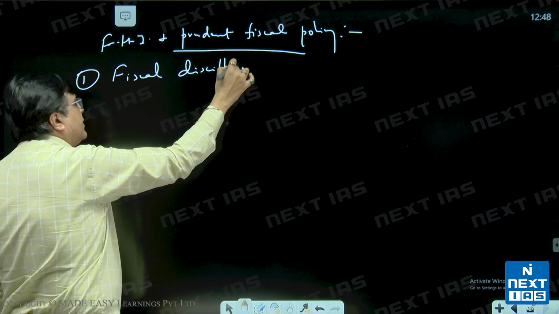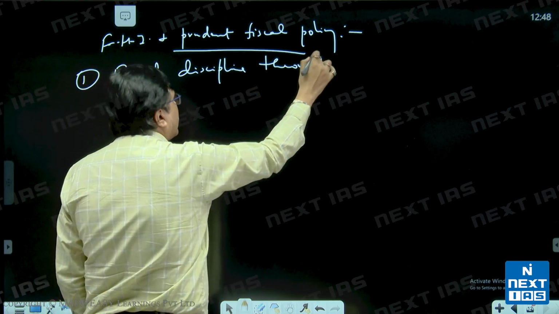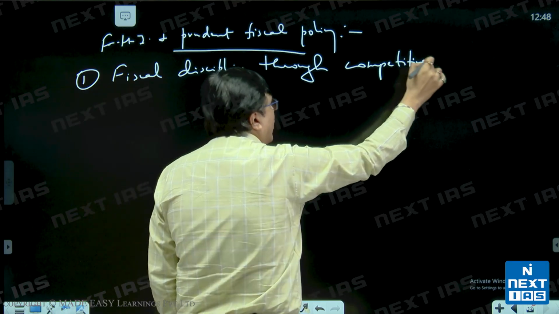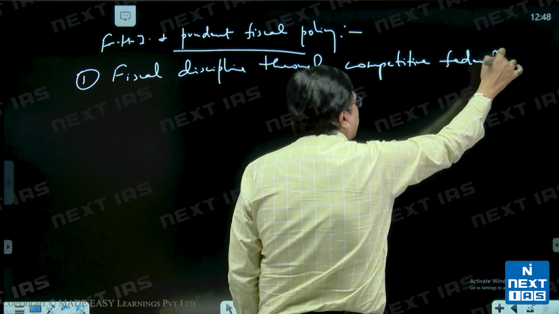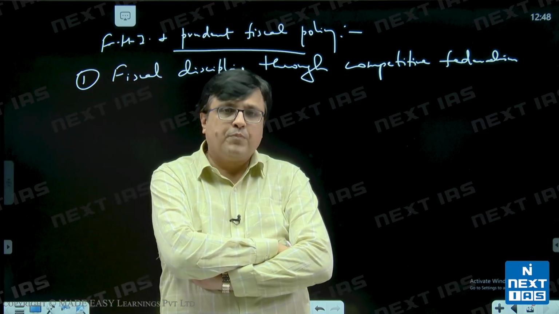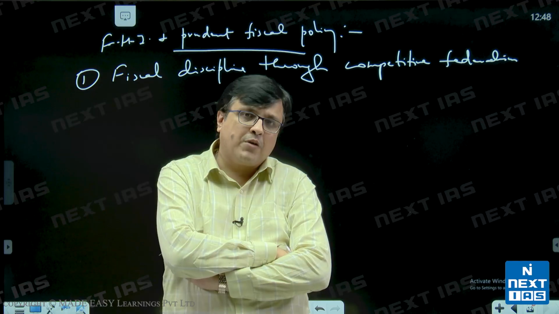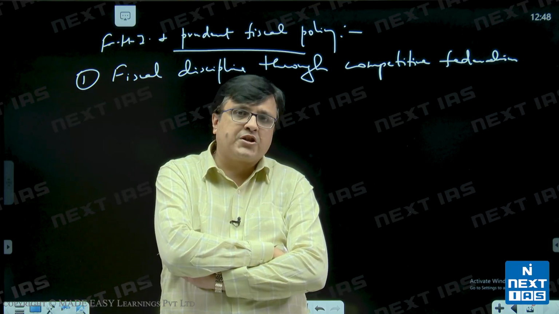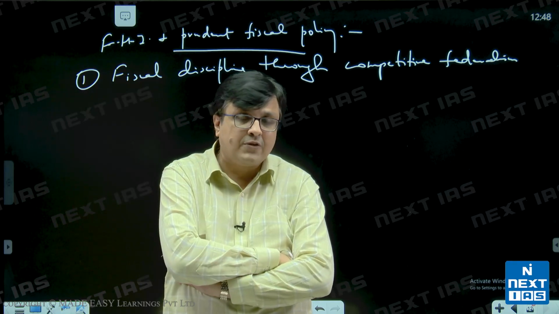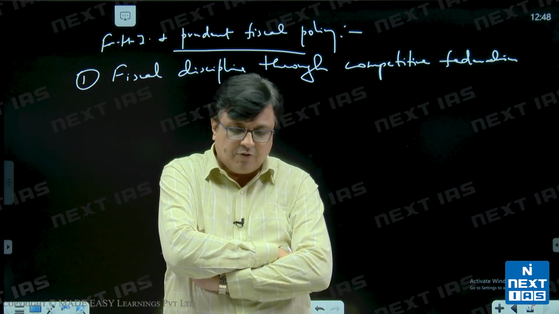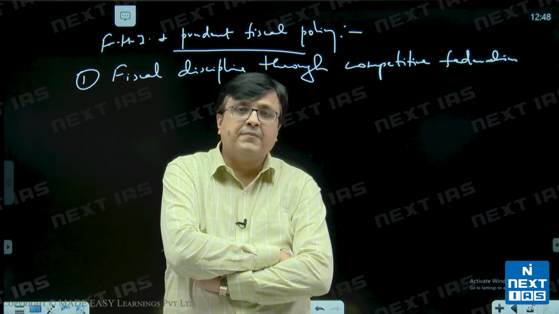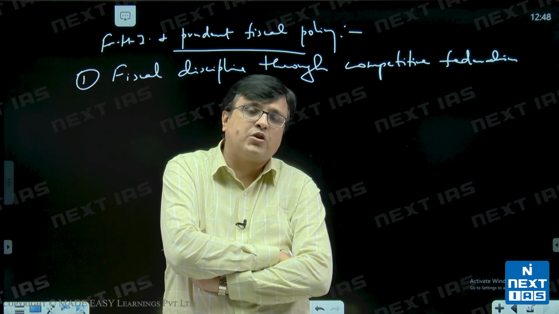fiscal discipline through competitive federalism. And you can explain that if you publish tables of fiscal performance, automatically there will be better competition among states, and that will create a reputational incentive. And then high performers are rewarded with investors' confidence and greater bargaining power with the center, and the poor performers will face the pressure to reform.